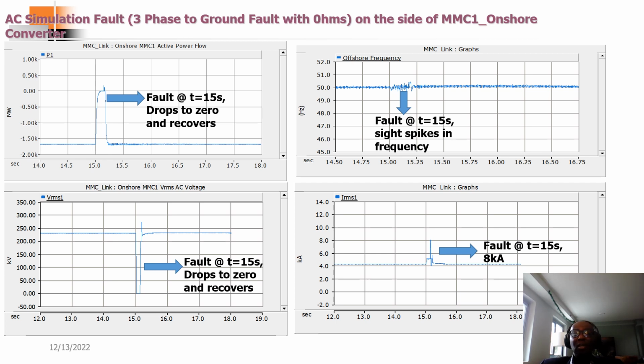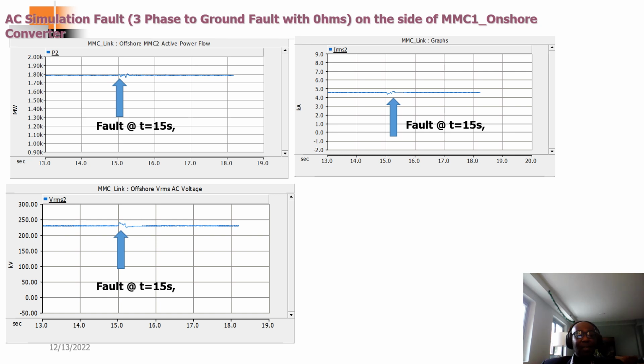As you can see, there is a slight perturbation in the offshore frequency. So that should tell you the deblocking action of the converters. So basically, all the faults that occurred on the AC side never got transmitted fully to the other side of the converters, right? Okay, so next is the recovery of the RMS voltage as well, and the RMS current.